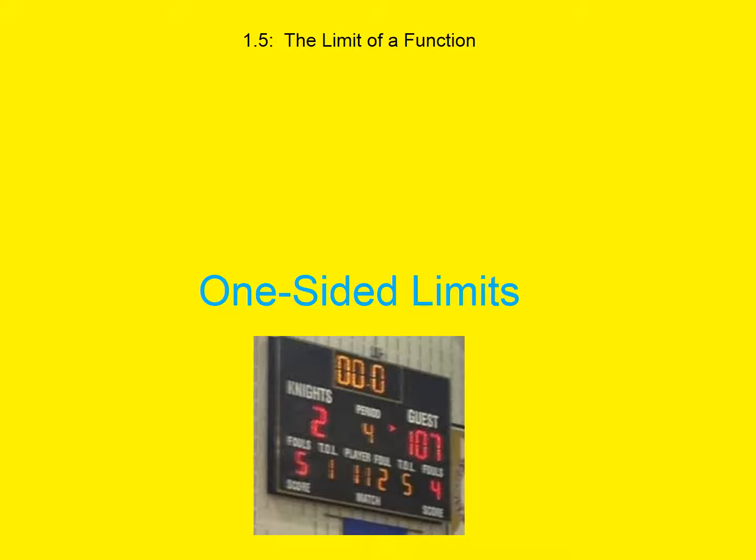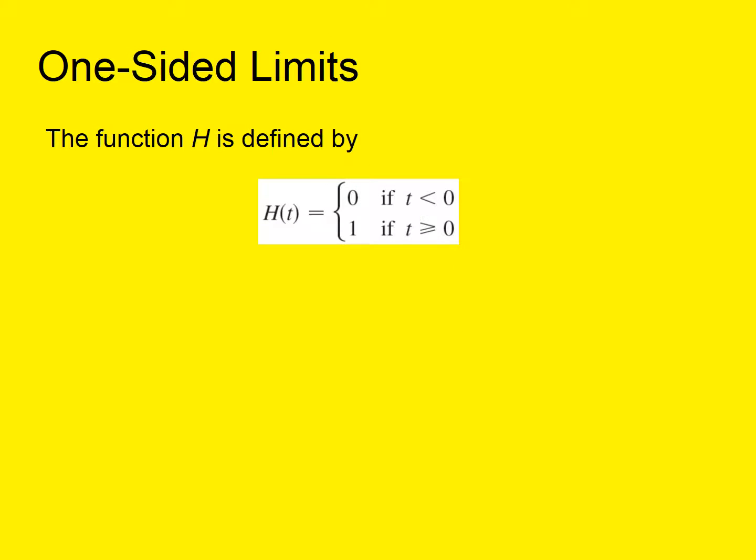Okay, so we're at the second objective of section 1.5, the limit of a function. This objective is that the student will be able to understand one-sided limits. Here's a function h. It's 0 for negative input values, 1 for non-negative input values.